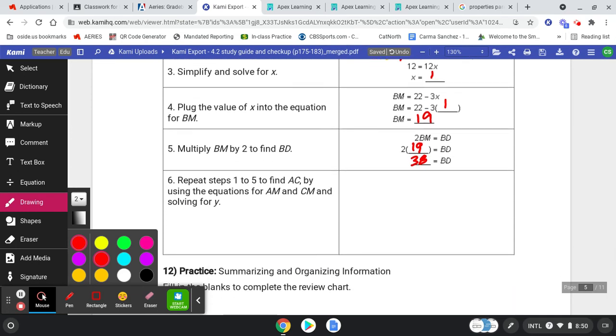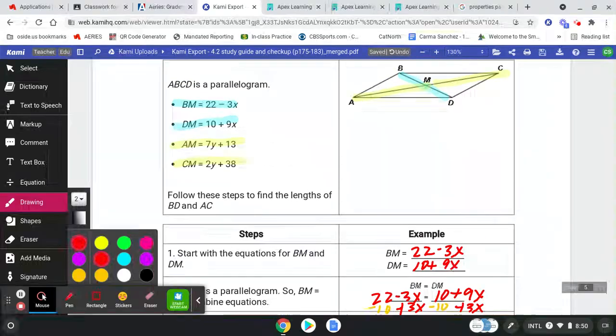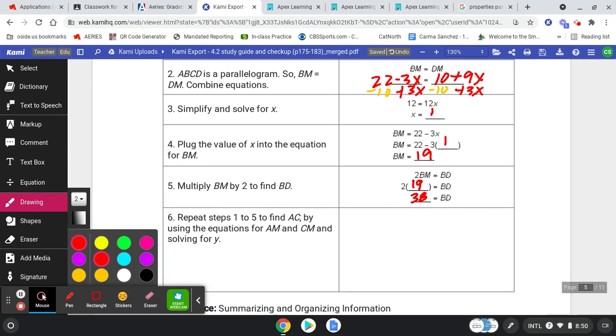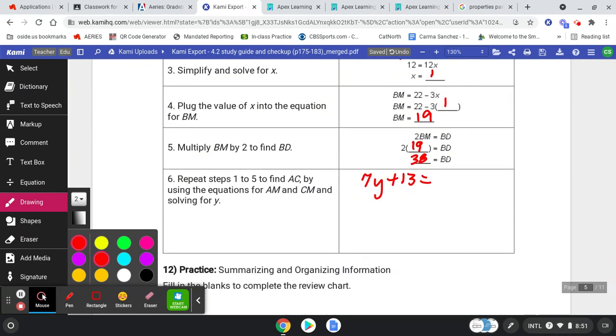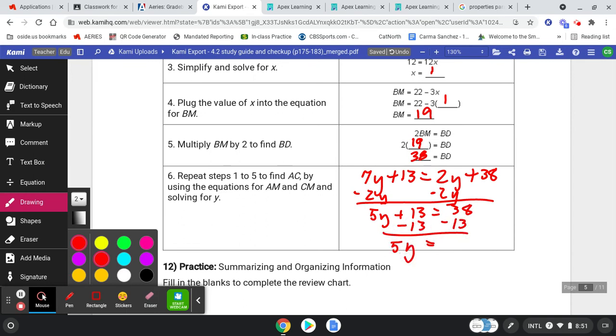Repeat steps 1 through 5 to find AC. So these same steps up here to find AC, we're now going to use the yellow ones. We're going to write 7y plus 13 is equal to 2y plus 38. And then we're going to subtract 2y from both sides. And then we subtract the 13. And I'm getting that y is equal to 5.